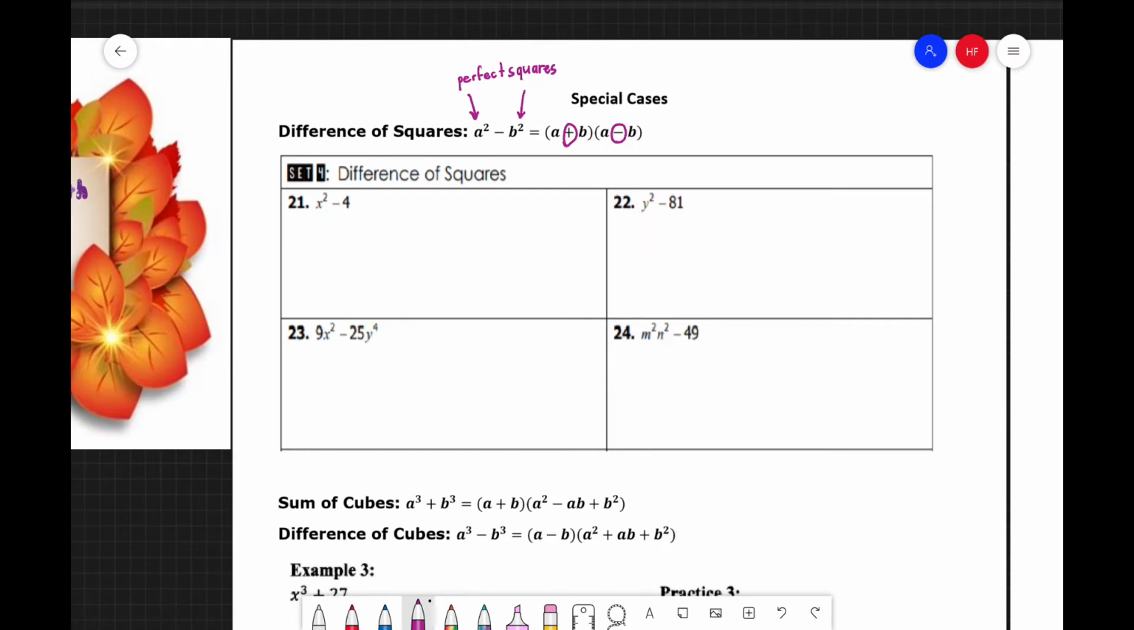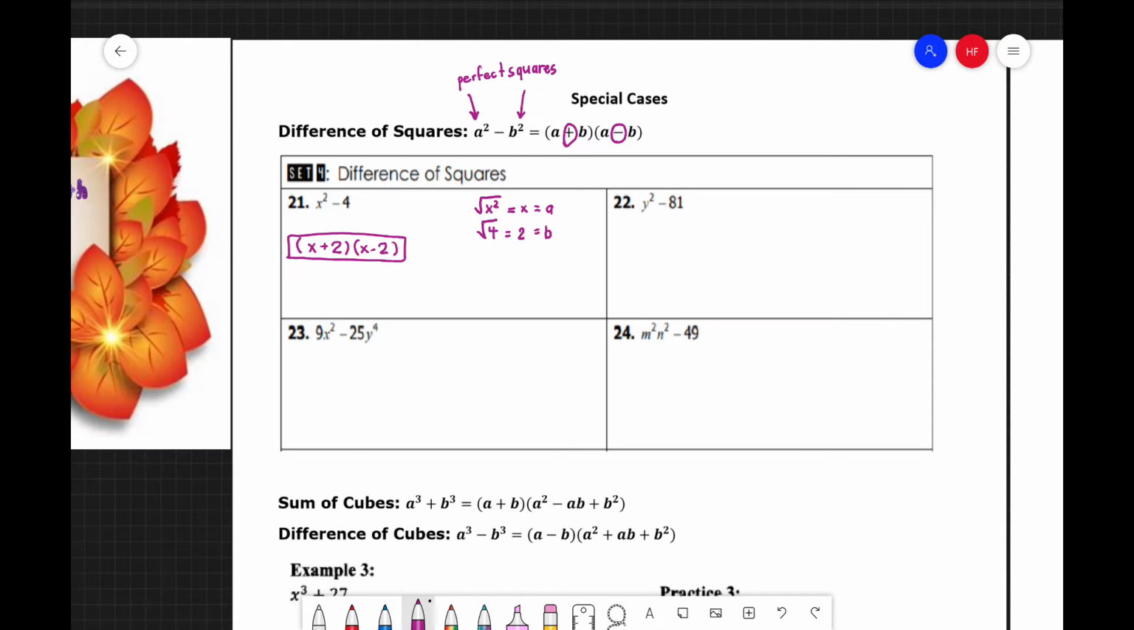On 21, it says x squared minus 4. I have to check, is x squared a perfect square? It is. It gives me x. And is 4 a perfect square? It is. I get 2. So when I'm writing my factors out, it's going to be x plus 2, x minus 2, and that's it. I'm done.